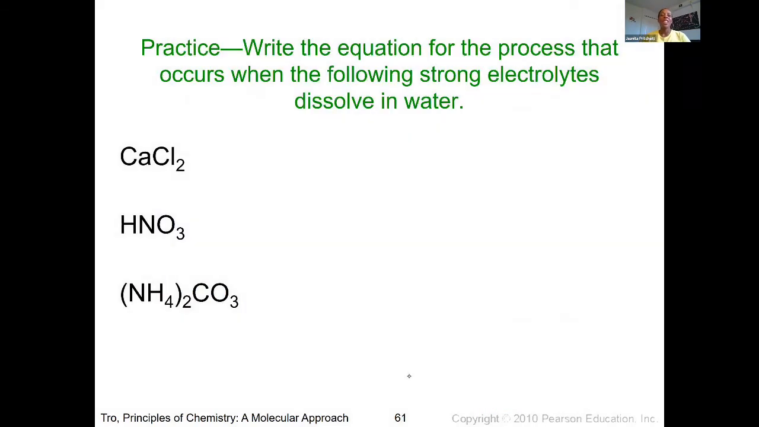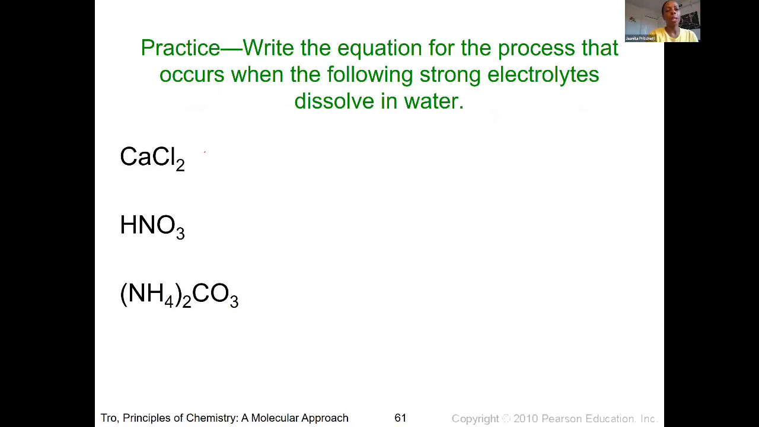Okay. And then last but not least, what we're going to do is practice actually ionizing or dissociating these electrolytes that are shown here. And so again, these are all ionic compounds or molecular acids. And so we know we would anticipate that when placed in water, they would ionize. So we want to predict those ion products.